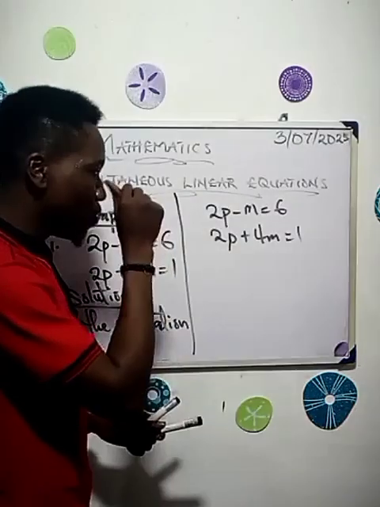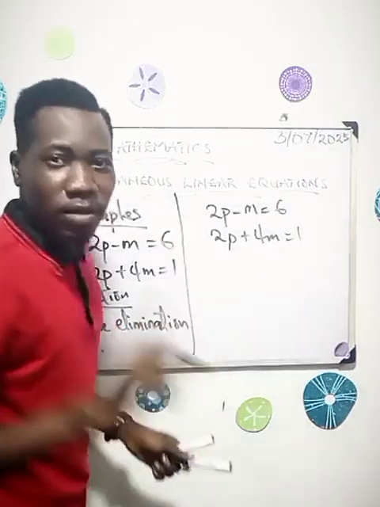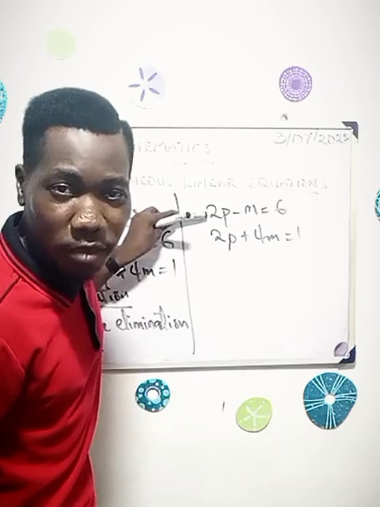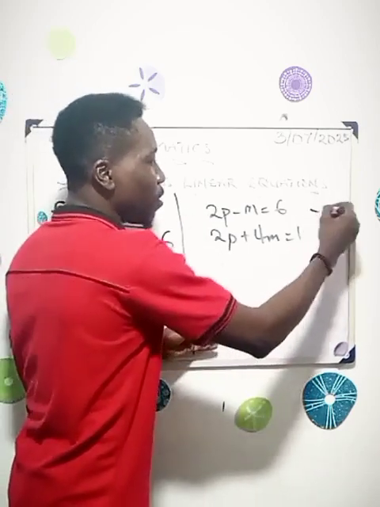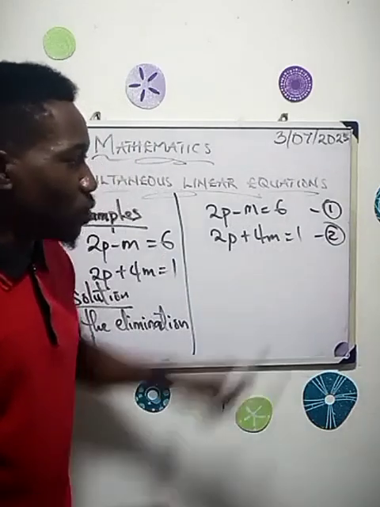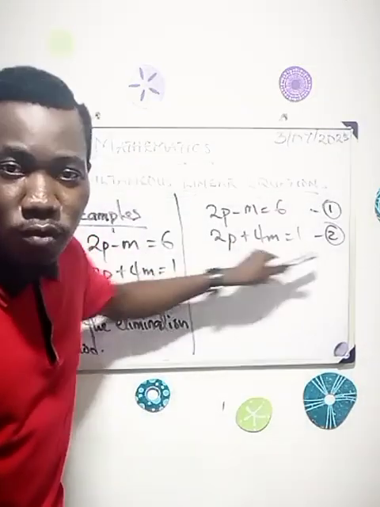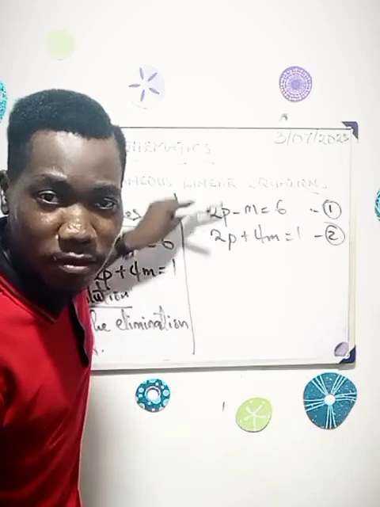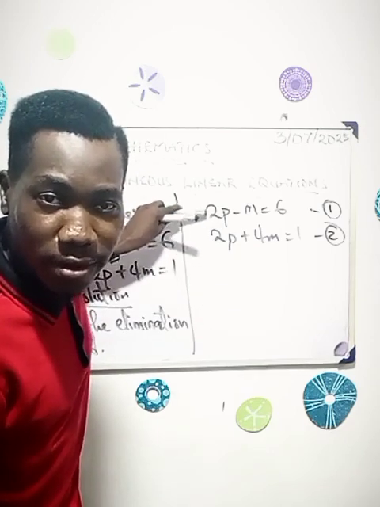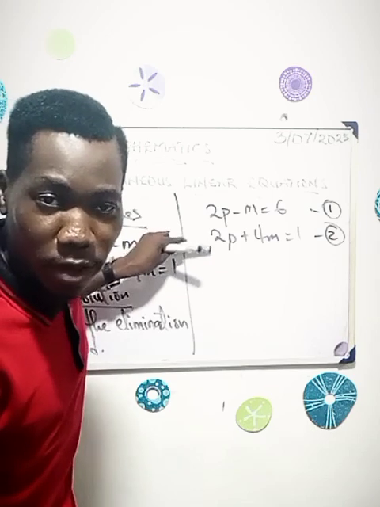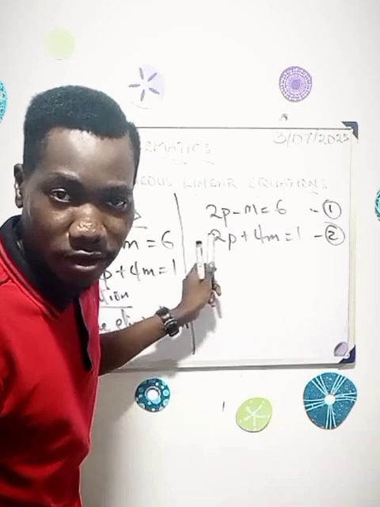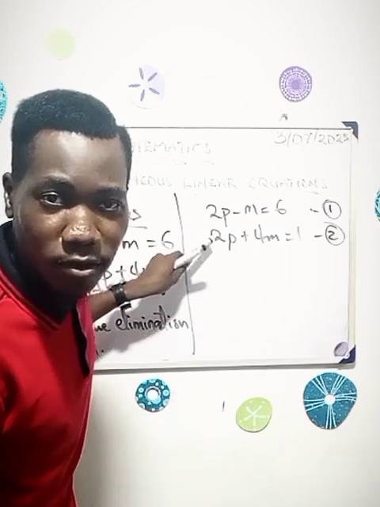So let's pay attention. I want to eliminate p. The first thing you check is the coefficient. I call this equation 1 and this equation 2. Since I want to eliminate p, check the coefficient of p in equation 1, and check the coefficient of p in equation 2. I hope you remember what a coefficient is: the number you see in front of the p.